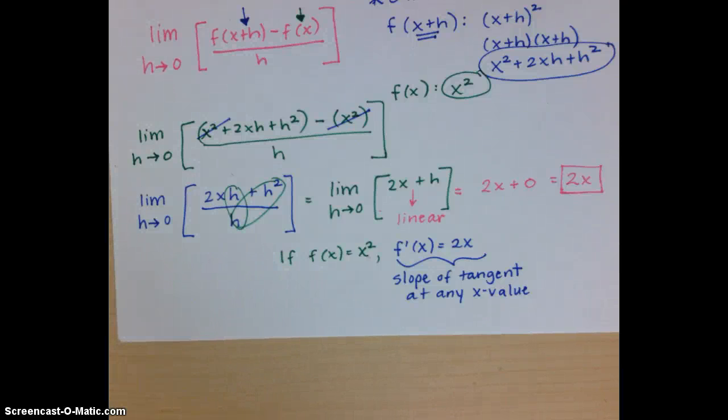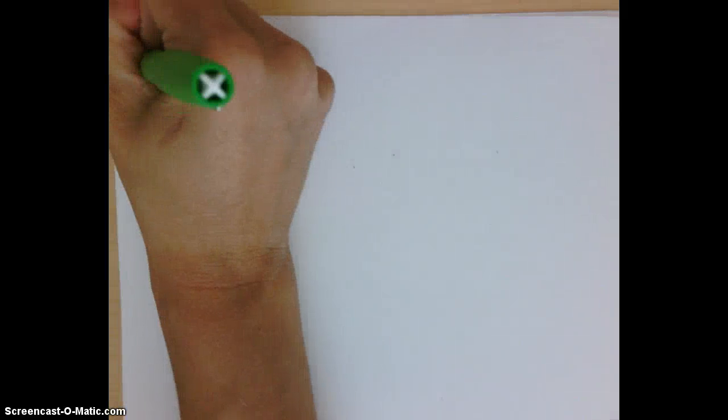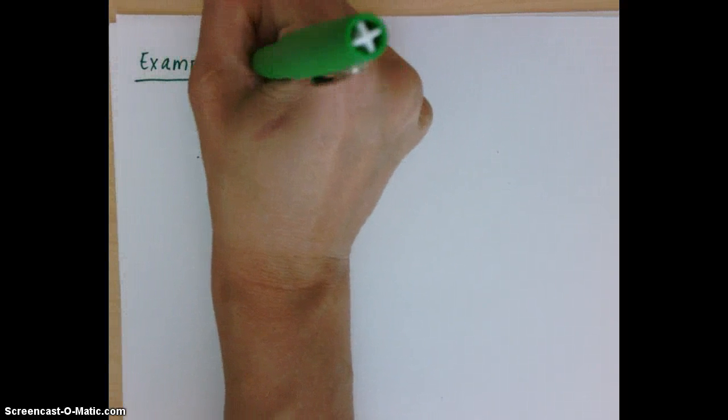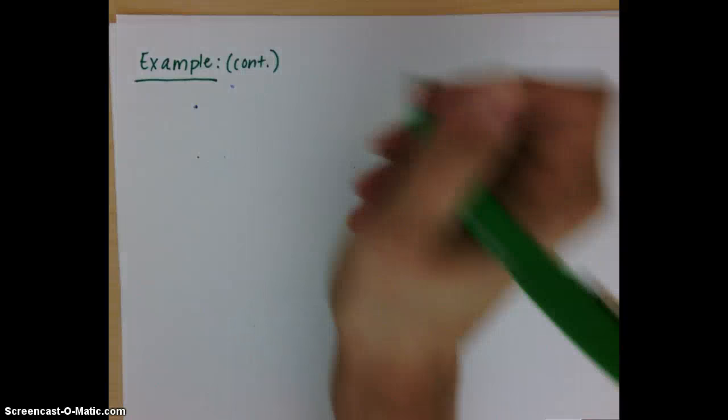So what happens next is that we're going to take a look at a specific x value, and we're going to find the actual slope numerically, not just the equation for how to find the slope, but the actual slope value, as well as writing the equation of the tangent line. Okay, so same example, really, in terms of equation. So the example continued.